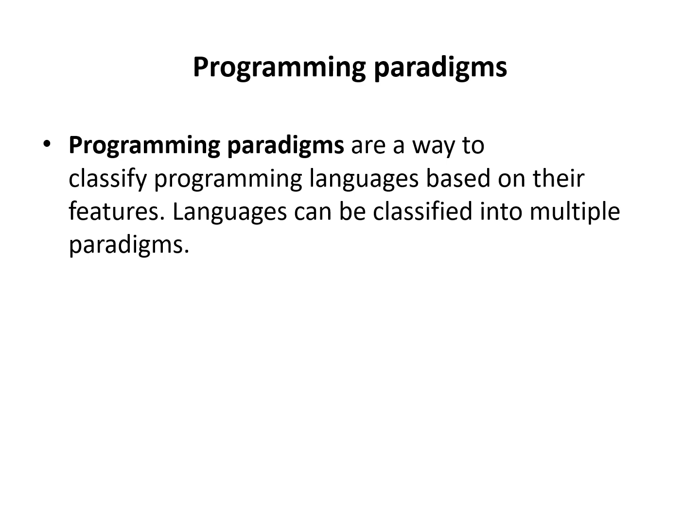Programming paradigms are a way to classify programming languages based on their features. Languages can be classified into multiple paradigms. Common programming paradigms are imperative programming, declarative programming, reactive programming, procedure-oriented programming, object-oriented programming. However, the most common programming paradigms that are used for designing different types of software are procedure-oriented programming and object-oriented programming.